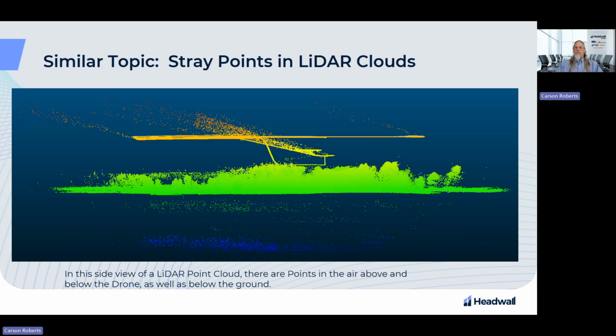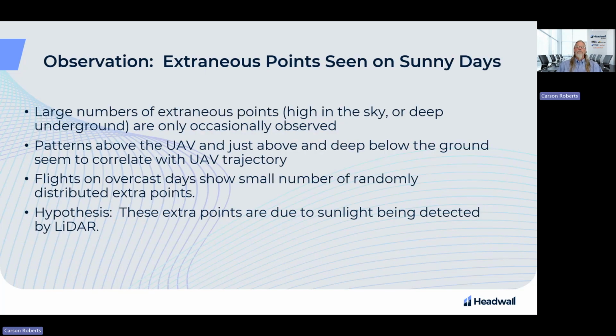And that is, when we fly the LiDAR, we occasionally find many, many points high in the sky, near the ground, and below the ground that are clearly not reflections off the drone, nor actual points on the ground. And so what are they? One of the interesting things is when we started working on this, we only see these on sunny days. On overcast days, we will get extra points, but they're rather randomly distributed.